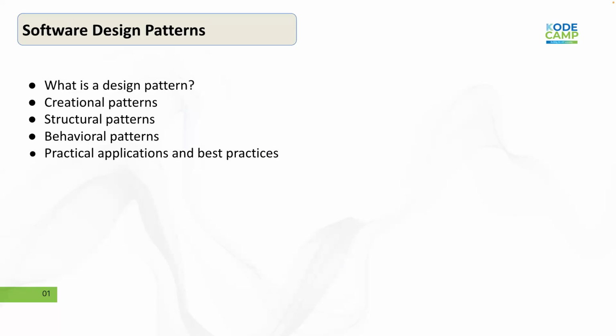We have three patterns here: creational patterns, structural patterns, and behavioral patterns. Creational patterns provide object creation mechanisms that increase flexibility and reuse of existing code. Structural patterns explain how to assemble objects and classes into larger structures while keeping these structures flexible and efficient. Behavioral patterns take care of effective communication and the assignment of responsibilities between objects. So we get to understand all of this.